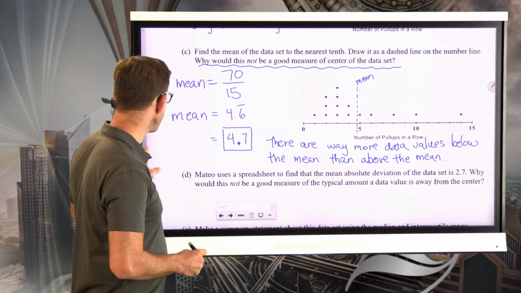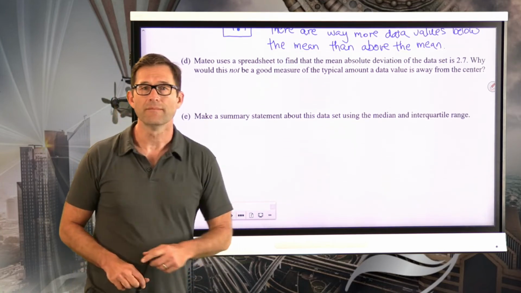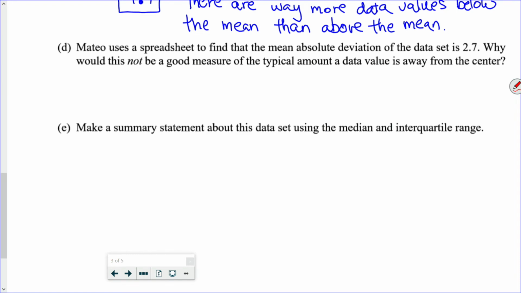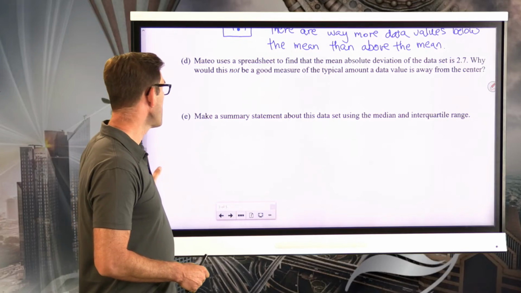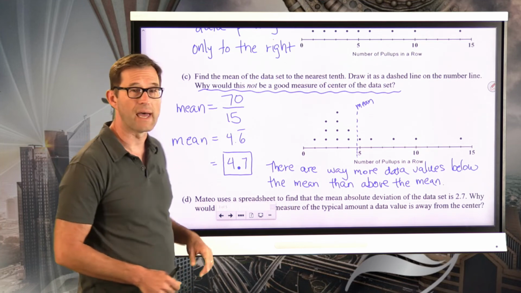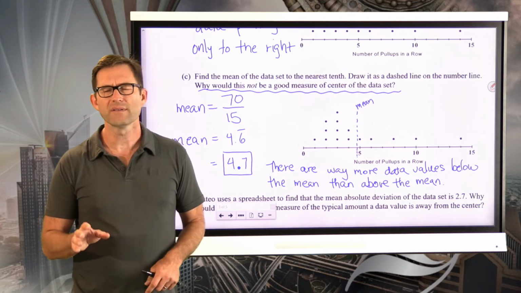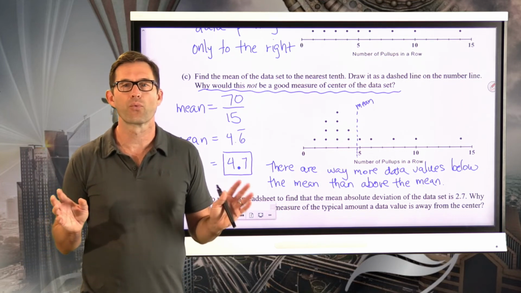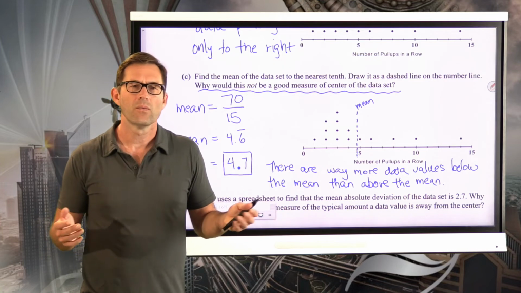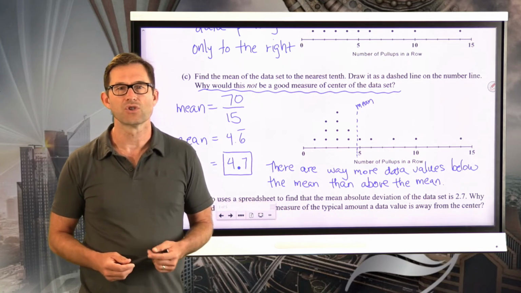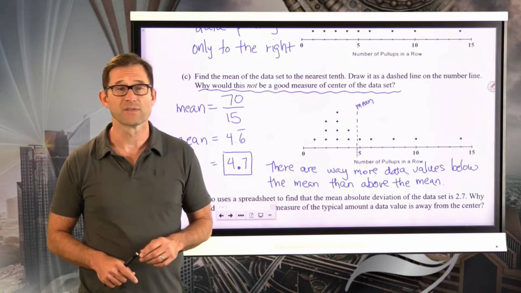Now let's also talk about the measures of variation. Letter D. Matteo uses a spreadsheet to find that the mean absolute deviation of the data set is 2.7. Why would this not be a good measure of the typical amount a data value is away from the center? Remember, that's what our MAD really should represent, which is the typical amount that a data point is away from the center. Why is 2.7, which, if you want to think about it as the number 3, that's fine, why is that not a great representation of the variation of this data set? Think about this for a minute.